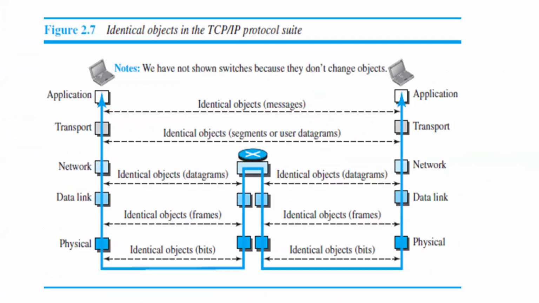So this figure illustrates how the identical objects in each layer are related to each device, how the identical objects in the TCP/IP protocol suite relate to each device, that is, router or switch or something else. Since we know that the logical connections at the network layer are between two different hosts, the identical objects exist between two different hosts.